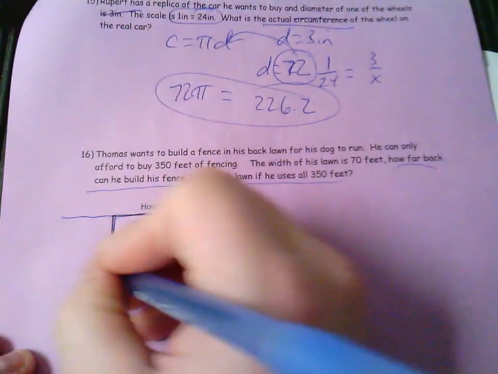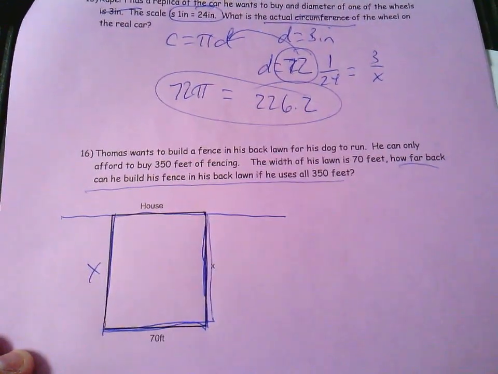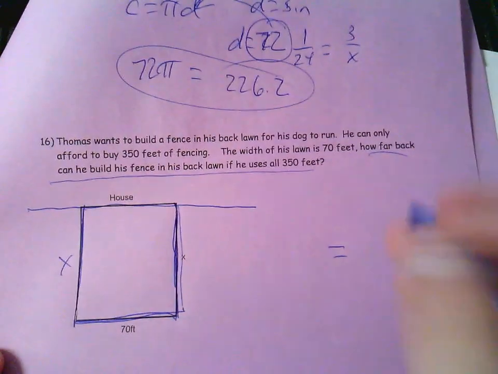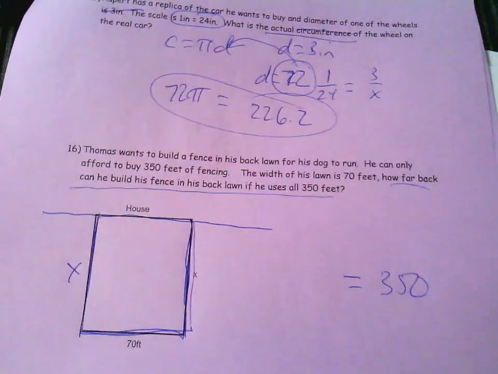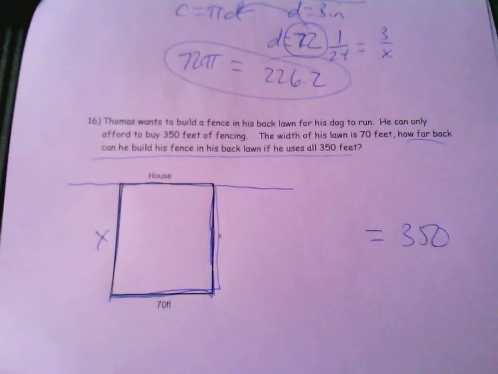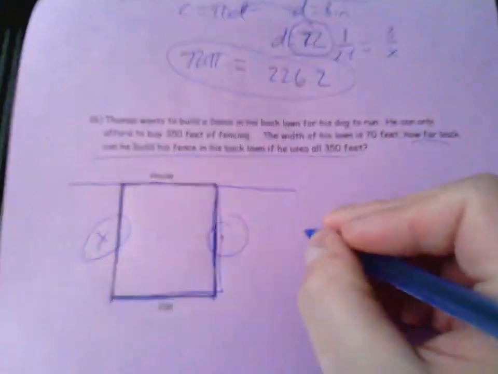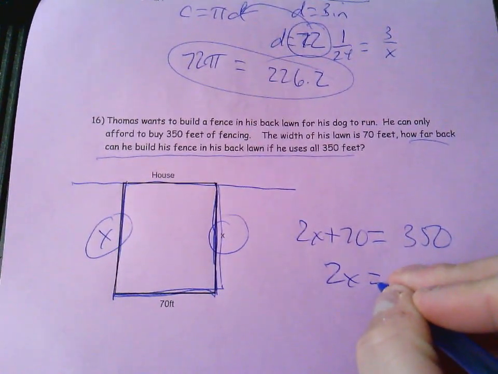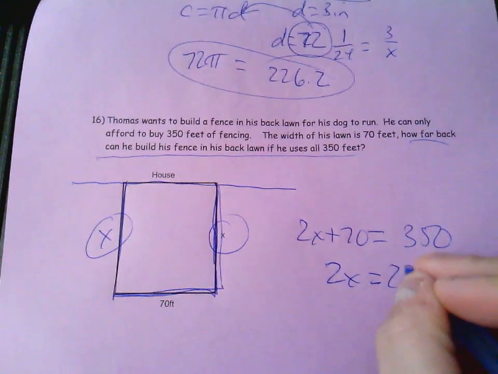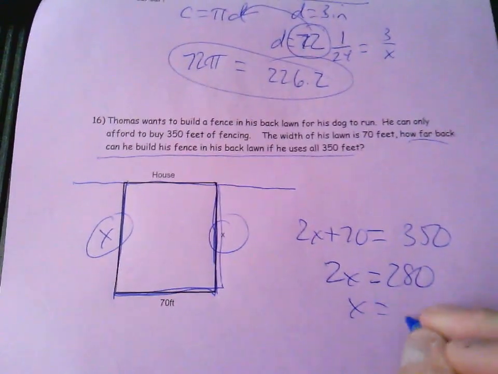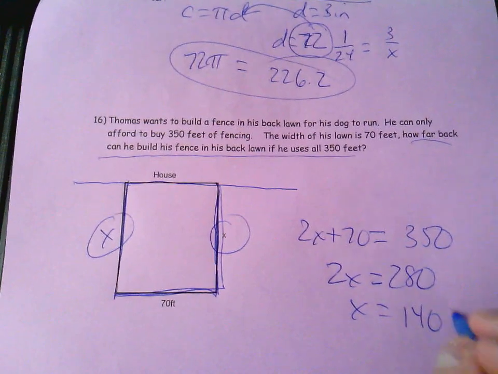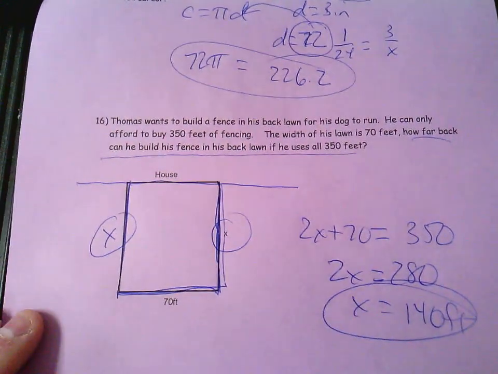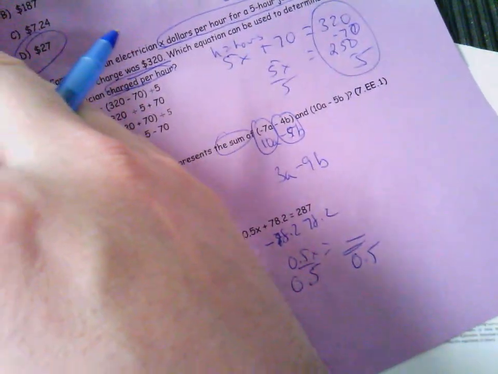If this is x, this is x. So the total is 350. And this is what the equation would look like, even though some of you could probably solve this without an equation. You've got an x here and an x there, 2x plus 70. So subtract 70, you get 2x equals 280. Divided by 2, you get x equals 140. 140 feet back.